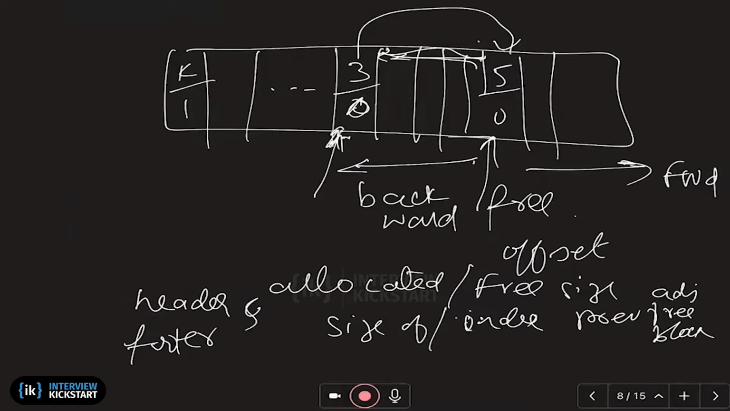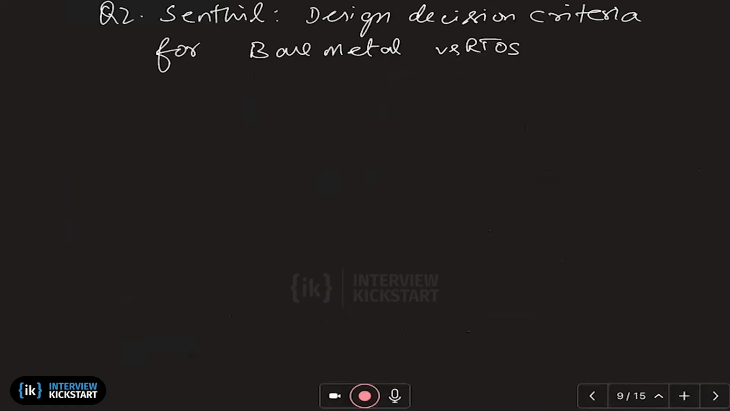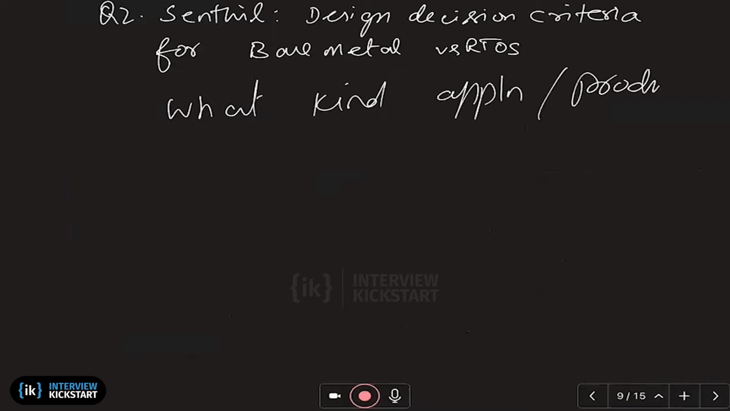Okay, so let's go to Senthil's question, design criteria for bare metal versus RTOS. Basically, it has many dimensions to this. For example, what kind of application are you talking about, or what product are you talking about? So that is where it starts.